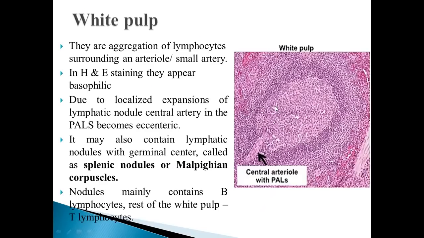What are that white and red pulp? White pulp means there is an aggregation of lymphocytes which is surrounded by an arteriole or a small artery.